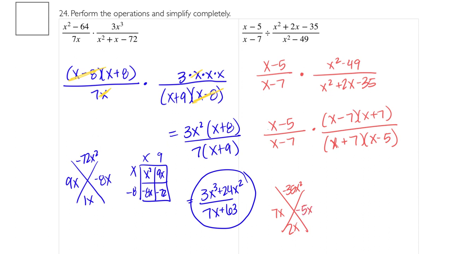And then here our x minus 5 and x minus 5 can cancel. Our x minus 7 and x minus 7 can cancel. And x plus 7 and x plus 7 cancel. And what does that all reduce to? When everything cancels out, it equals 1, because each of those factors, when they cancel, equals 1.